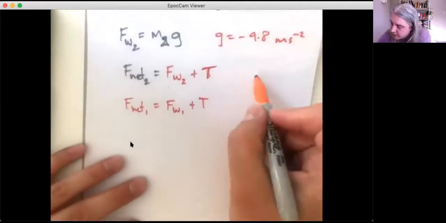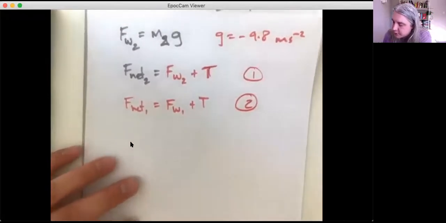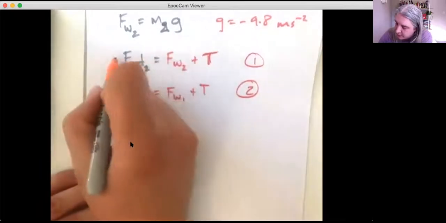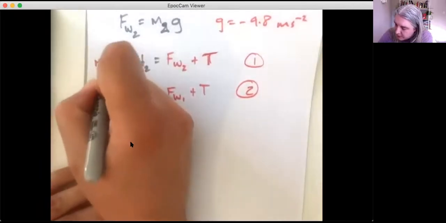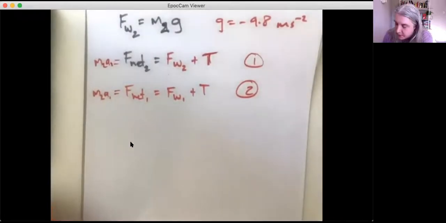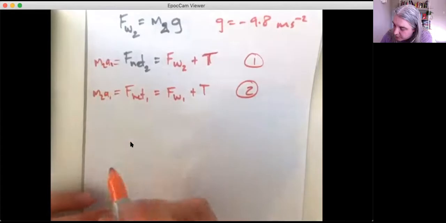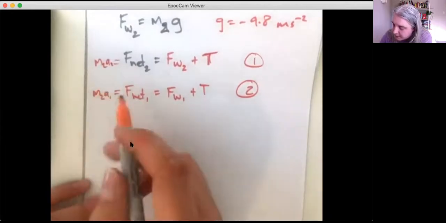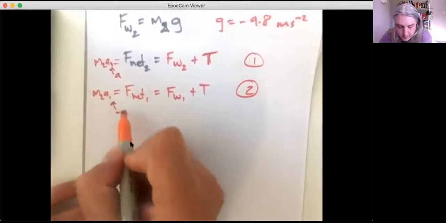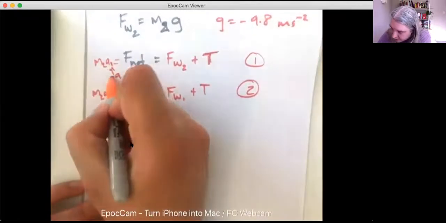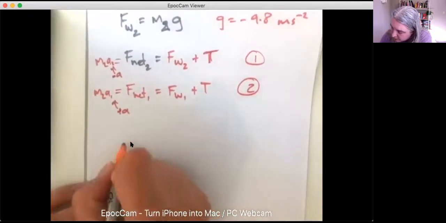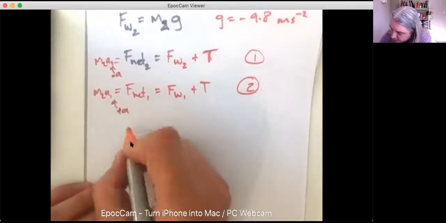So how do we figure out tension? Let's call this equation 1 and this equation 2. And we know that the F nets are equal to M2A2 and M2A1, where of course A1 and A2 are just opposites. So what I'm going to do is rewrite it, and I'm going to call A2 just A, and I'm going to call A1 negative A. Actually, I'll do it the other way around. I'll call A2 negative A and A1 positive A. So for system 1, we have M.